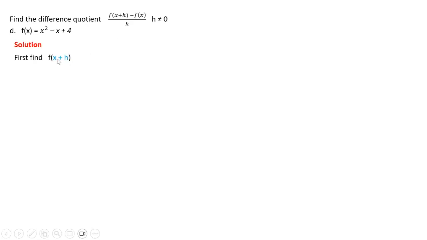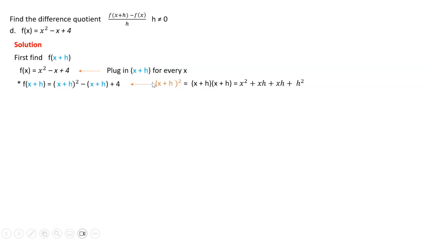So anyway, first, let's start by finding f of x plus h. We plug in x plus h for every x. This is what we did on the previous one, part C. So we're going to get x squared plus 2xh plus h squared. That's (x plus h) squared, minus (x plus h). So here, guys, we distribute the negative, so we get x squared plus 2xh plus h squared minus x minus h plus 4. That's my f of x plus h. Now this is step 2, guys. That was step 1. This is step 2. I kind of break it into 3 parts.